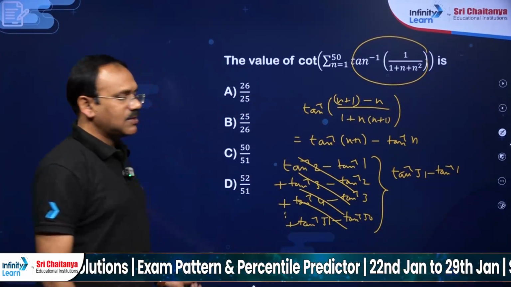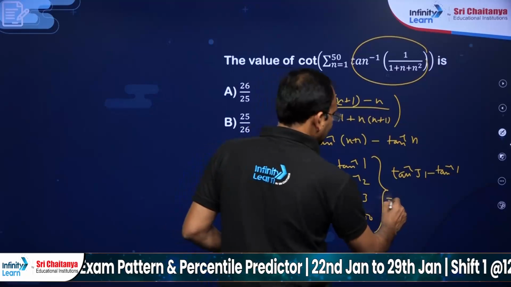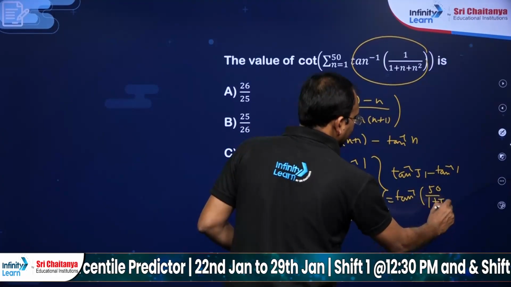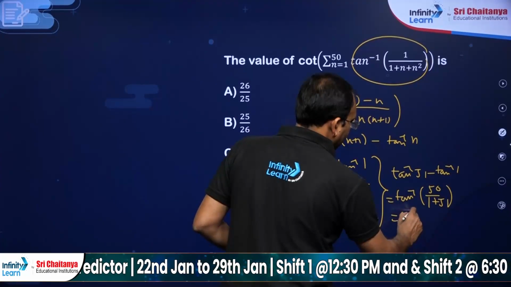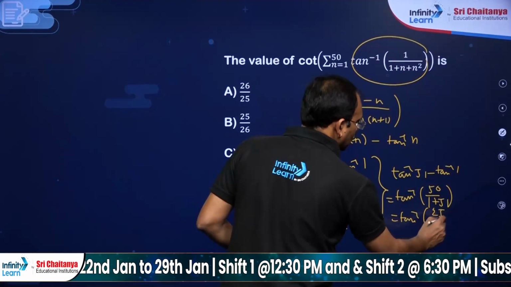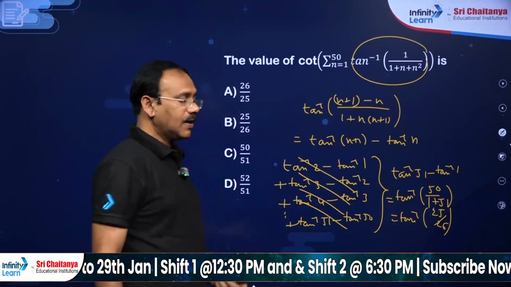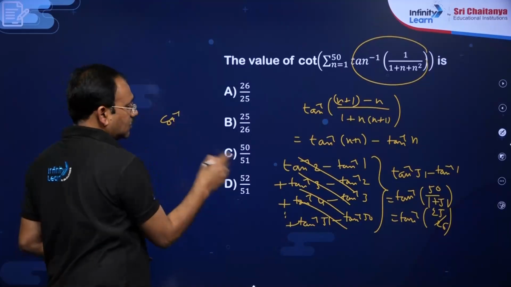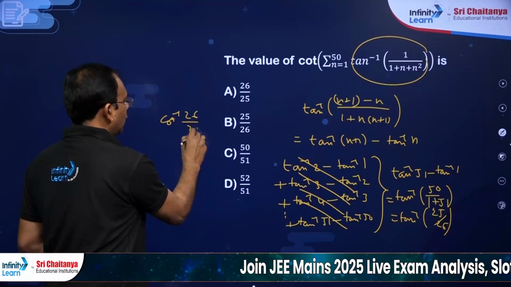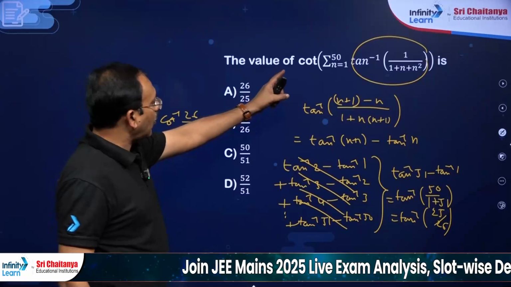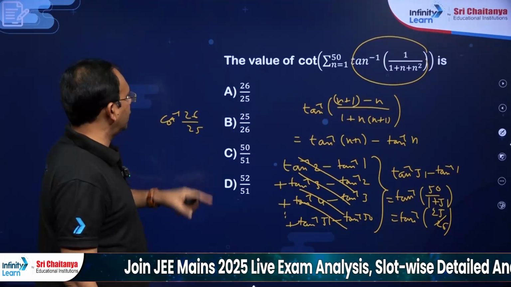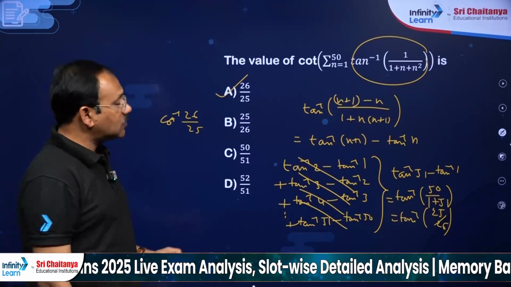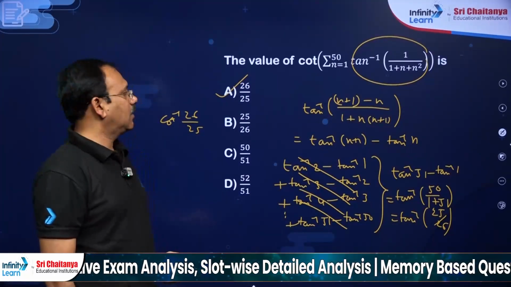You see the options, they are just like numbers. You try to simplify it as tan inverse of x minus y by 1 plus xy, which is tan inverse of 50 by 52, that is 25 by 26. So tan inverse 25 by 26, because it is a positive number, you can write as cot inverse of 26 by 25. Now he is asking cot of that, so 26 by 25 is the answer, dear students. That is all. So simplification is the major thing, right.